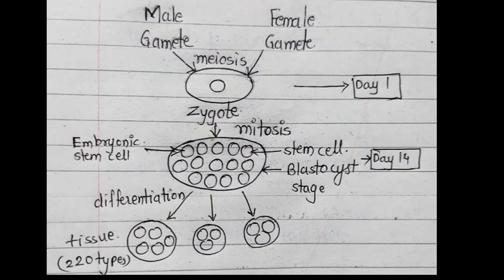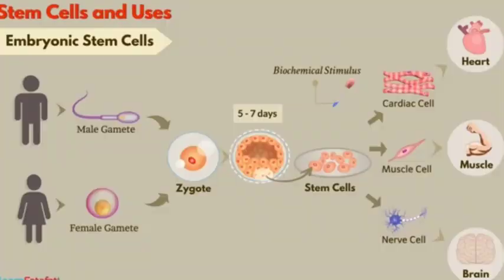This property of stem cells is called pluripotency. It has been found that if these stem cells are collected well before the beginning of differentiation on the 14th day, that is during the 5th or 7th day, and cultured with certain biochemical stimulus in the laboratory, as per the stimulus they can transform themselves into desired types of cells, thereby tissues, and finally into organs.